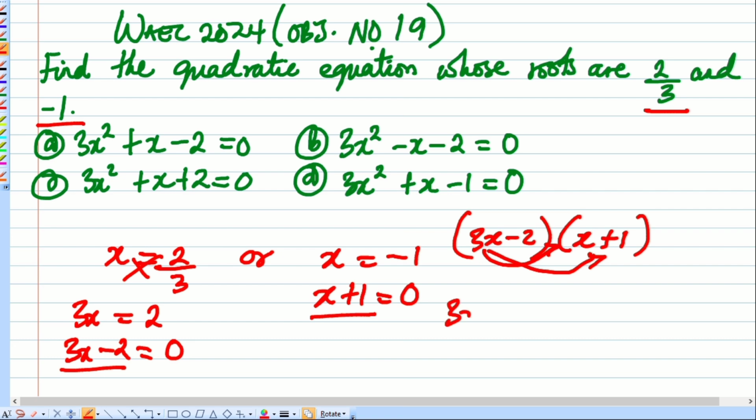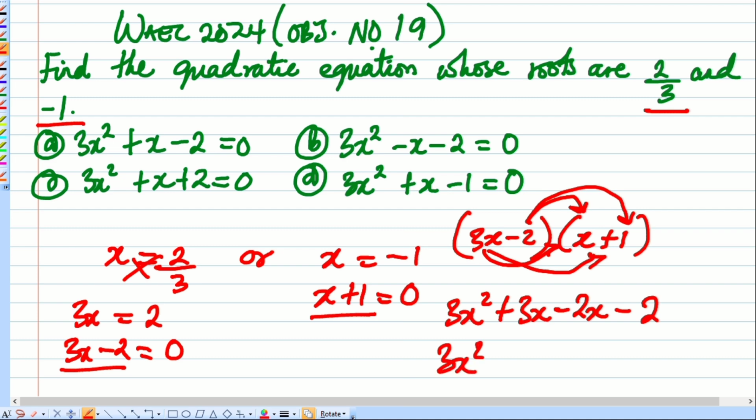So we have 3x times x, that's 3x squared. 3x times 1 is positive 3x. Now we'll do the same thing with -2. -2 multiplies the first term, and multiplies the second term. So you have -2 times x is -2x. -2 times positive 1, minus times plus is minus, so we have -2. Let's simplify since we already have like terms together. So this will be 3x squared plus 3x minus 2x, which is plus x, because 3 is bigger than 2, so that will give us plus x minus 2.